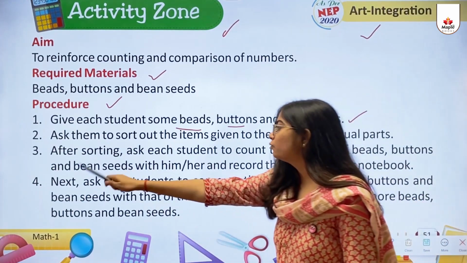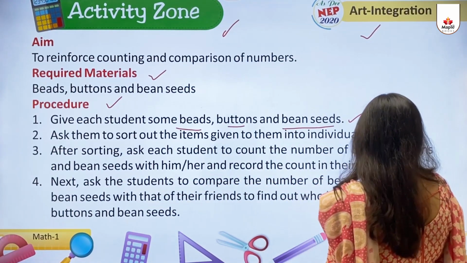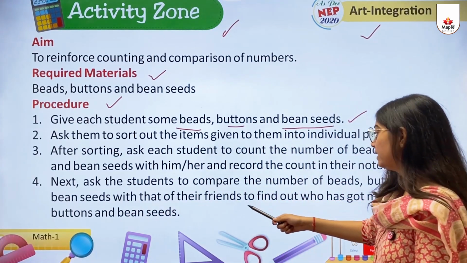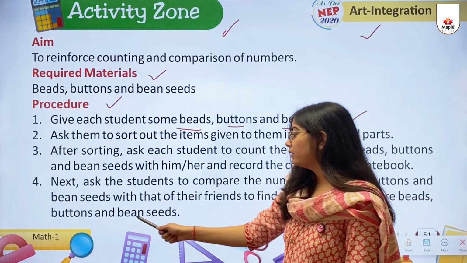Then fourth, next, ask the students to compare the number of beads, buttons and bean seeds with that of their friends to find out who has got more beads, buttons and bean seeds.